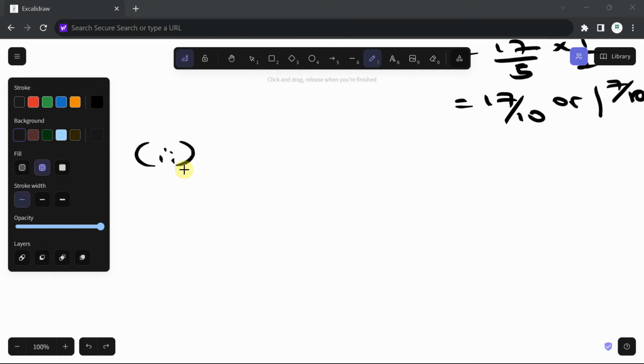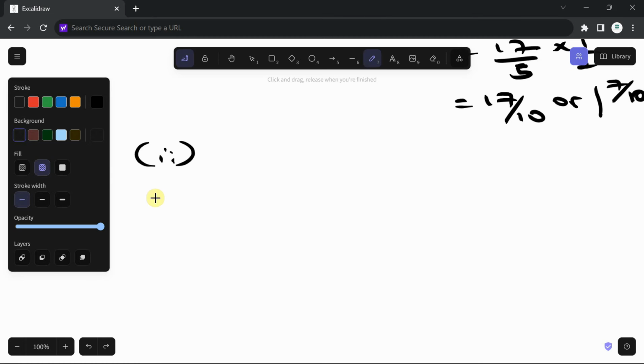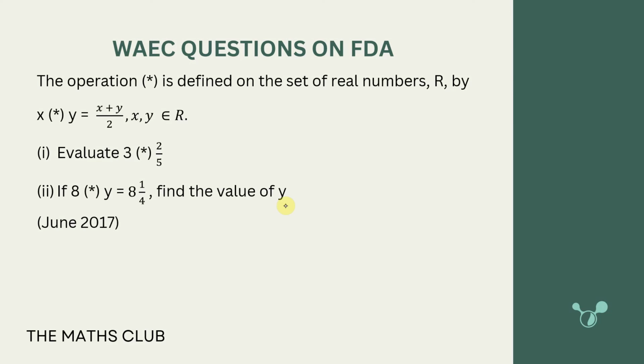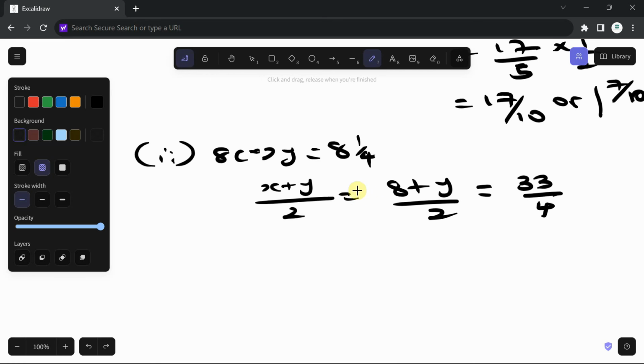Then for II, it says if 8 star y is equal to 8 and 1 over 4, find y. We know that our equation is x plus y all over 2, right? So if I replace, this is 8 plus y all over 2 is equal to this guy. 8 times 4 is 32 plus 1, that's 33. So 33 over 4, right?